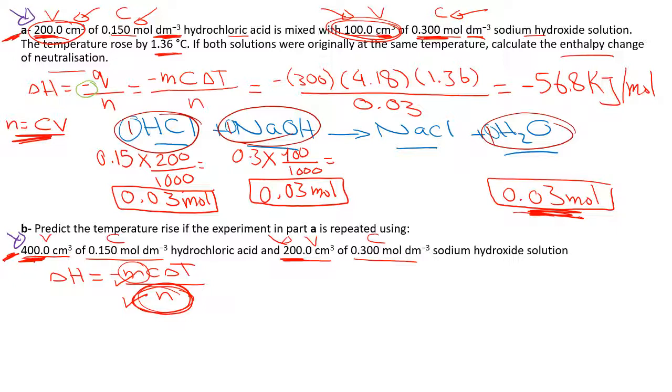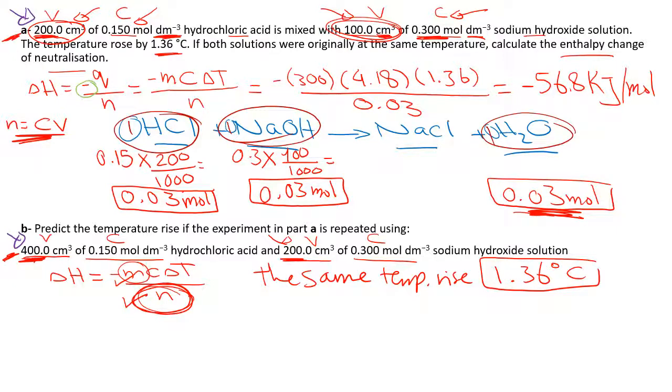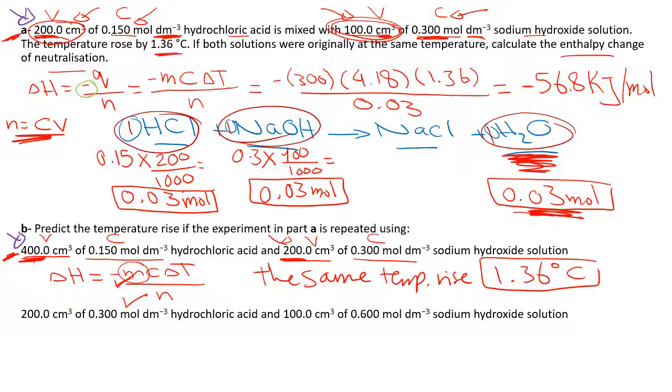Then we will have the same temperature change. We will have the same temperature rise, which is 1.36 degrees Celsius. Okay, why again? Because the volume here, or M here, is coming from adding both volumes, 400 with the 200, while the N, number of moles for water, is coming from the number of moles of hydrochloric acid. We can calculate it. If you would like to try it, I can show you how to do that.